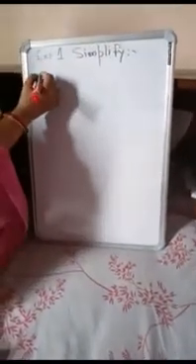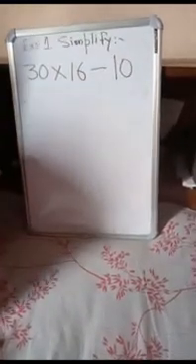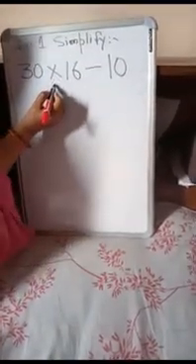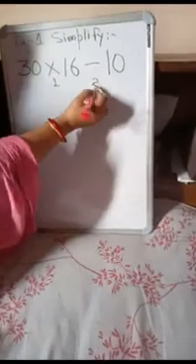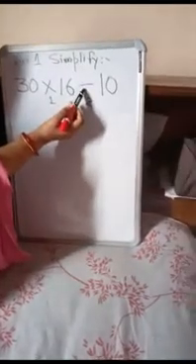Simplify: 30 into 16 minus 10. Now all of you look here carefully. How many mathematical operations are there? 1 and 2. Two mathematical operations. What is the meaning of this sign? Multiplication. What is the meaning of this sign? Subtraction. Now here we are doing simplification.